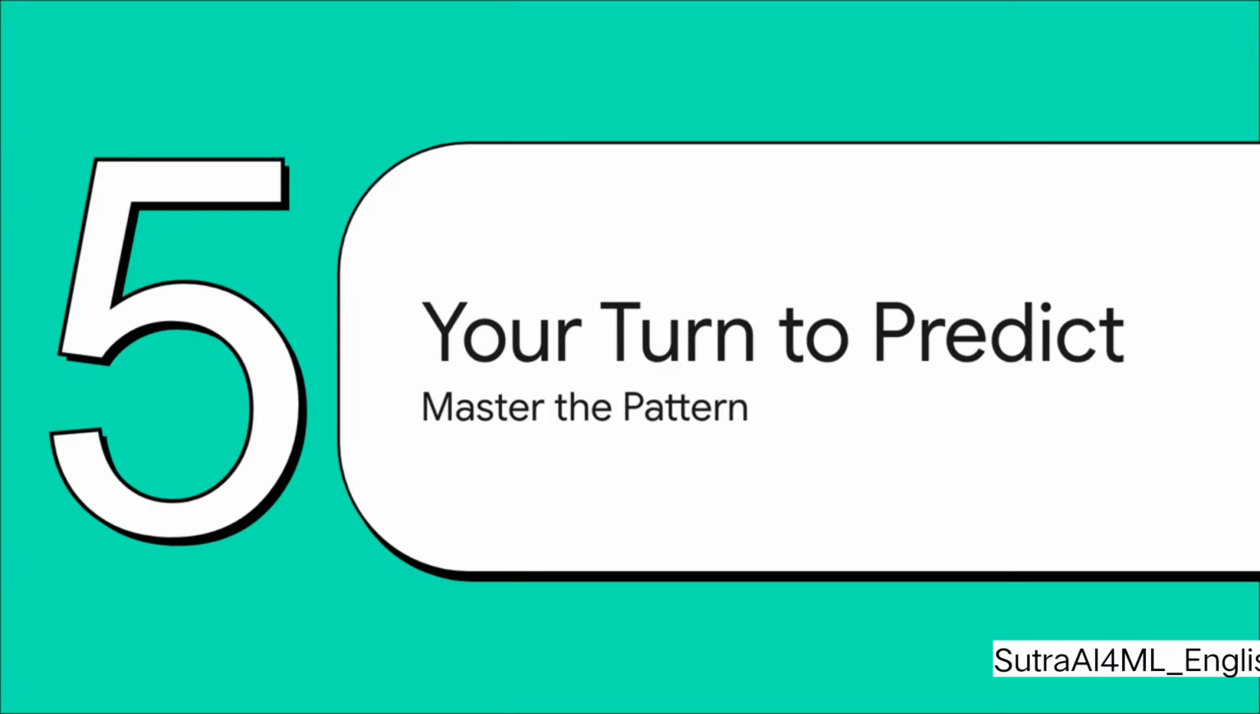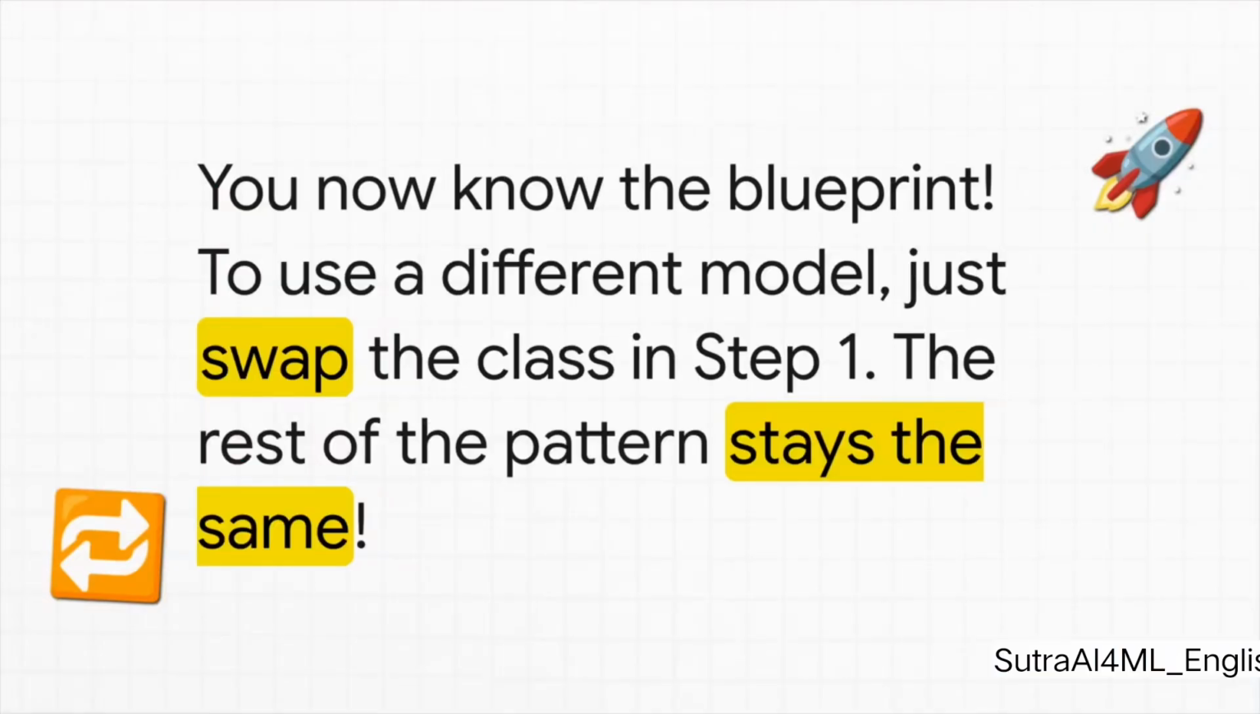Okay, so you've seen the code, you've seen the concept, and the most powerful part is realizing what this now unlocks for you. This is the big takeaway, right here. You now know the universal pattern. So what if you want to try a way more complex model, like a random forest or a support vector machine? Guess what? You just swap out the model class back in step 1. The rest of the pattern, arranging data, fitting, predicting, it stays exactly the same. With this one blueprint, you've literally just unlocked dozens of algorithms.